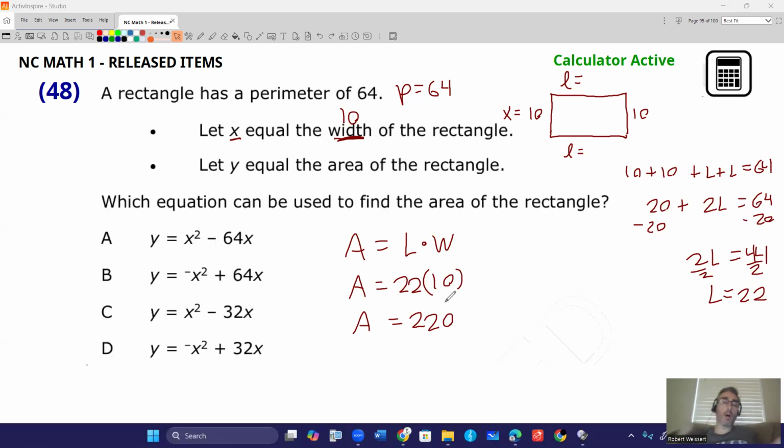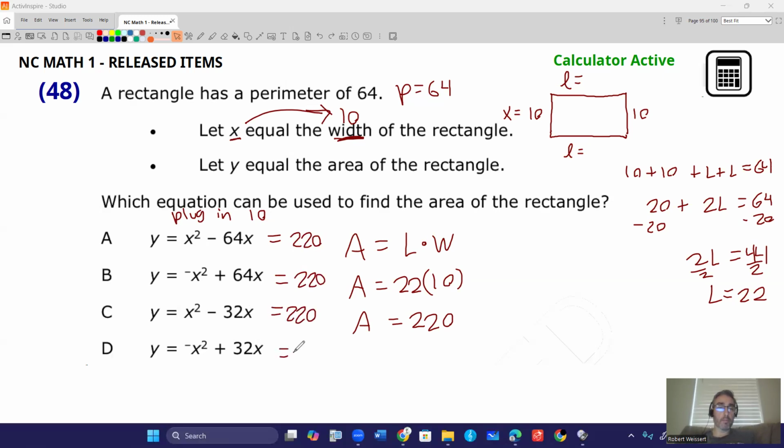I have an area. Oh, wait, my answer is in terms of an expression with x. Well, what did I call x in this problem? That's right, I called it 10. So if I want to know what my area is in terms of these expressions, I would plug in 10. And my goal is to get an area of 220. So I want that to equal 220. And hopefully only one of those equals 220. Otherwise, we'll have to retool this using algebra. But if I plug in 10 to those, one of them should equal 220. See if you can do that.